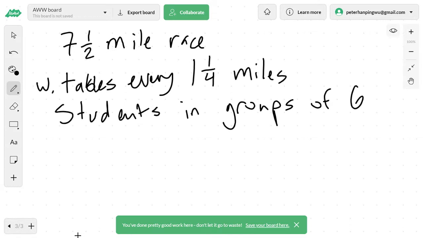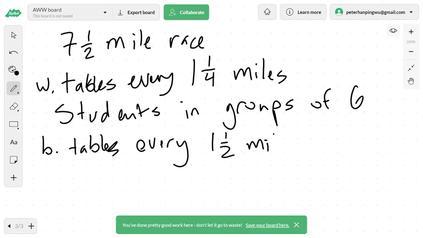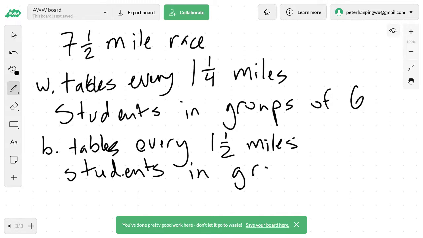Continue on. Banana tables are set up at the end of each 1.5-mile section. Students handing out bananas will work in groups of 3. So again, we have two numbers, so those are most likely our important information. So bananas, B, tables set up every 1.5-mile section, and that students are working in groups of 3 this time.